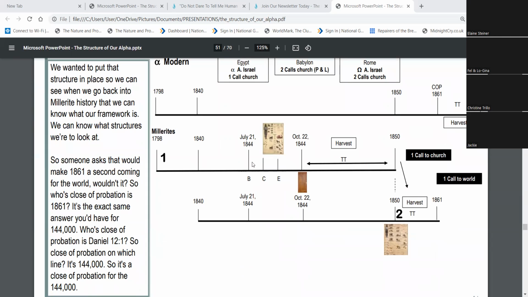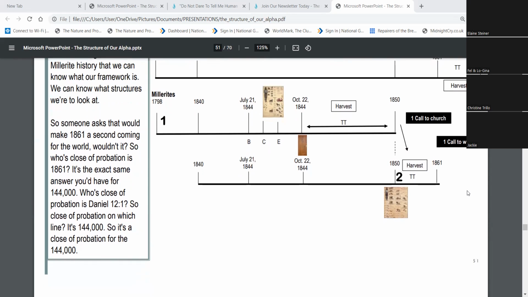So when someone asks what would make 1861 a second coming for the world, that would make 1861 a second coming for the world, wouldn't it? So whose close of probation is 1861? It's the exact same answer you'd have for the 144,000. Whose close of probation is Daniel 12:1? So close of probation on which line? It's 144,000. So it's a close of probation for the 144,000.